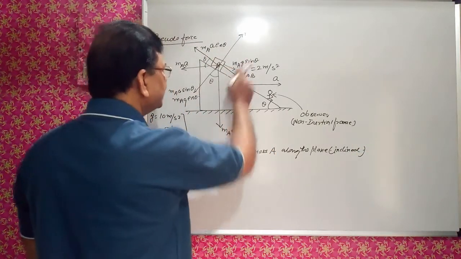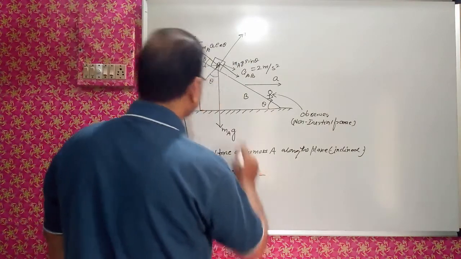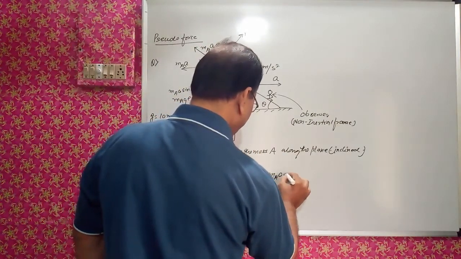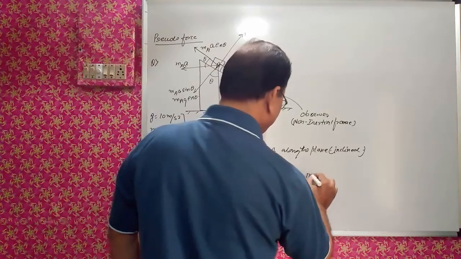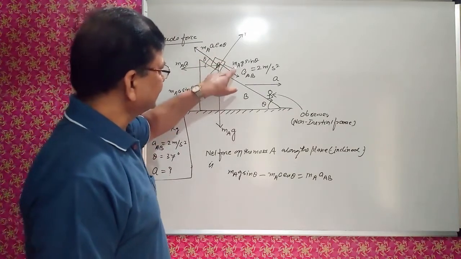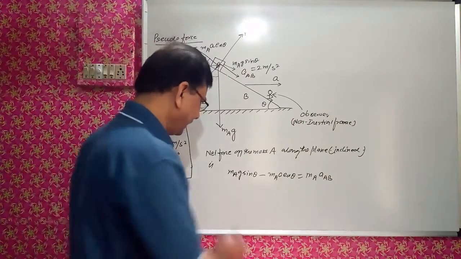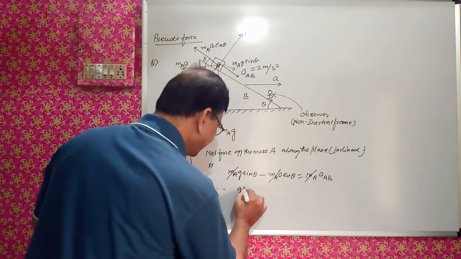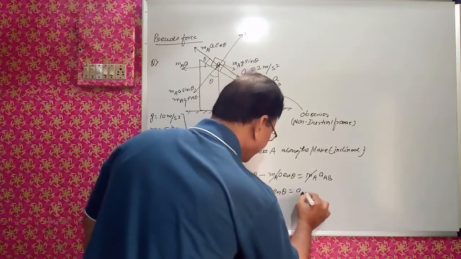is mAg sin theta minus mAa cos theta, and this net force will cause this acceleration, that is mA aAB, isn't it? The acceleration of A with respect to B in this direction. So see, mA everywhere will cancel out. Therefore g sin theta minus a cos theta is equal to aAB.